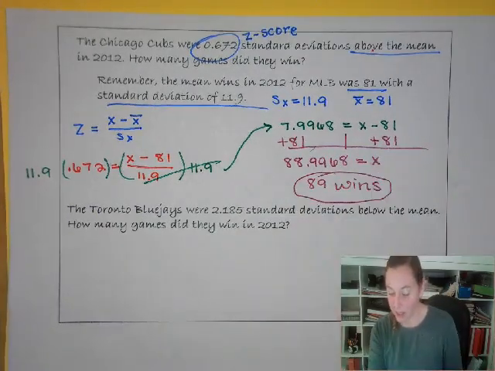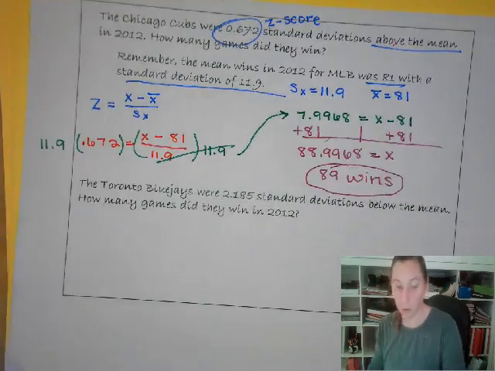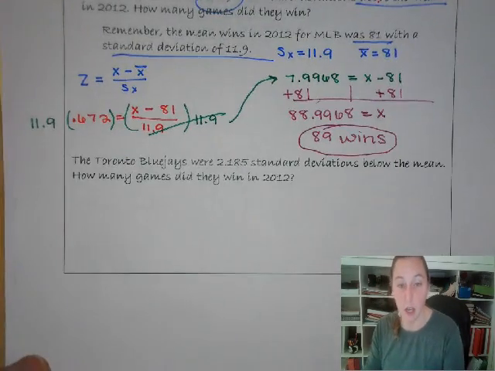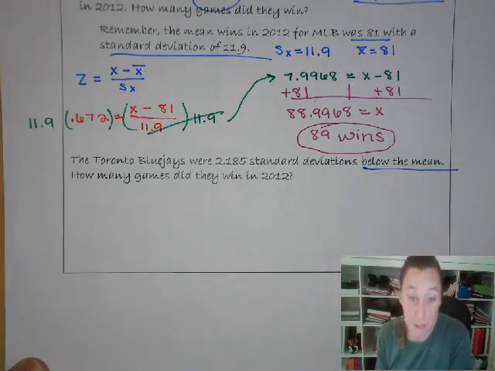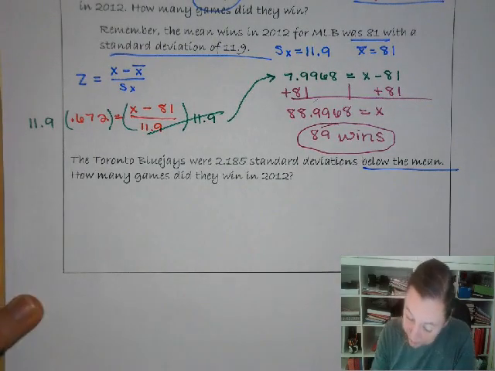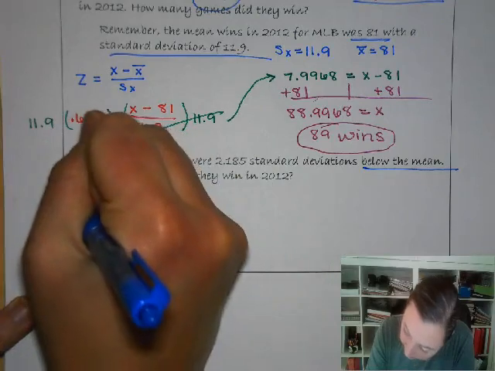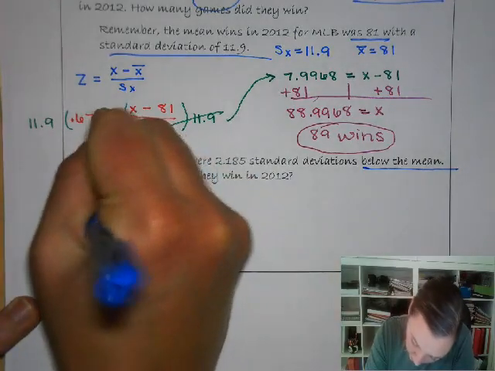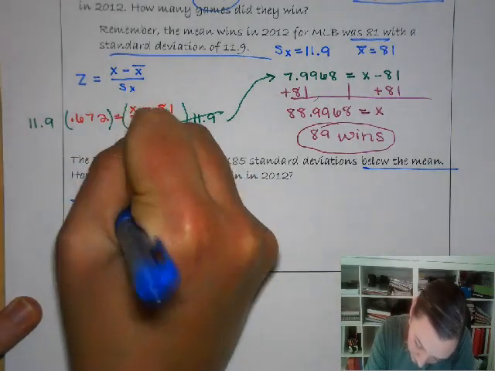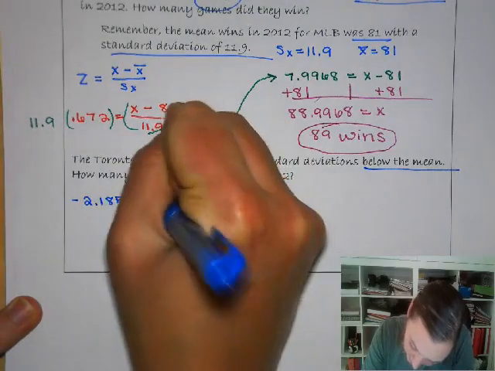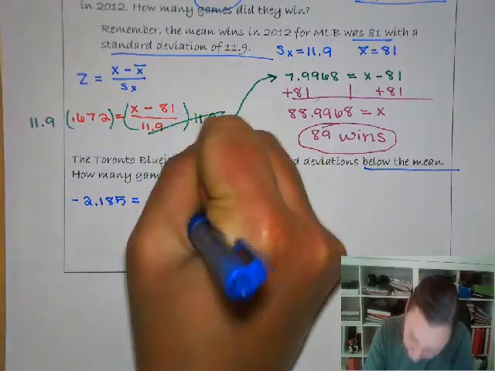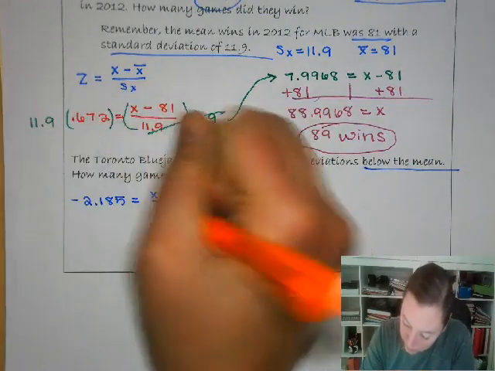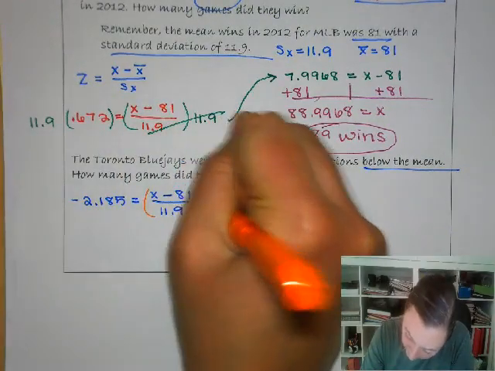And then our last example, also working backwards: the Toronto Blue Jays were 2.185 standard deviations below the mean. That means our z-score is negative. So we have negative 2.185, and that's equal to x minus 81 divided by 11.9. We're going to multiply both sides by 11.9.